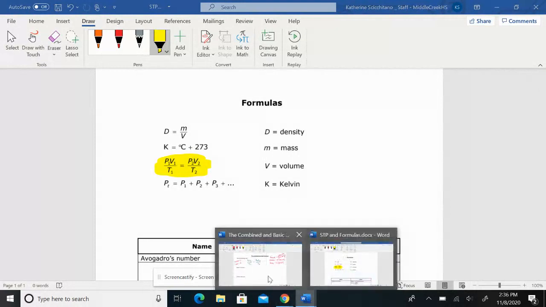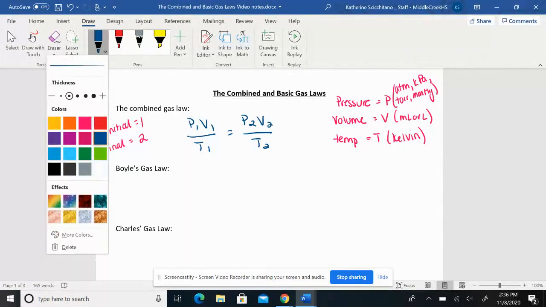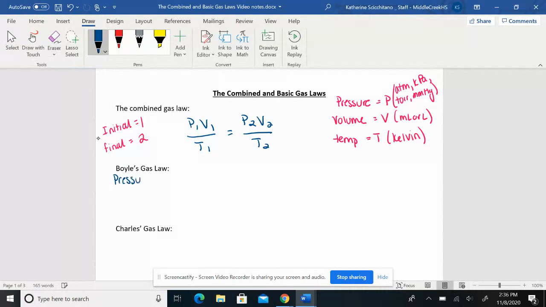All right, so moving on, our next gas law is Boyle's gas law. Boyle's gas law has us looking at pressure and volume. So what we can do is take our combined gas law, the one given to us in our reference packet, and because we're only looking at pressure and volume, that means that temperature is not changing. And so in order to get Boyle's gas law, we can simply erase the temperature variable. And so Boyle's gas law is P1V1 is equal to P2V2.